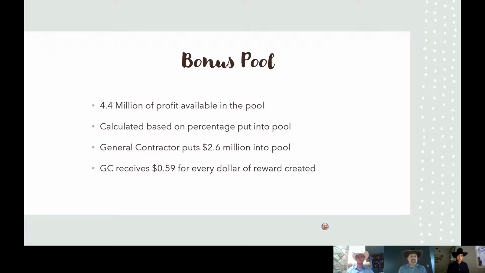So as an example, you might have a general contractor who puts in 2.6 million, and that's because he had 59% of that piece of the pie. So that 2.6 million goes into the pool of profit, and when the job is completed, he'll get 59 cents on every dollar of reward that was created.